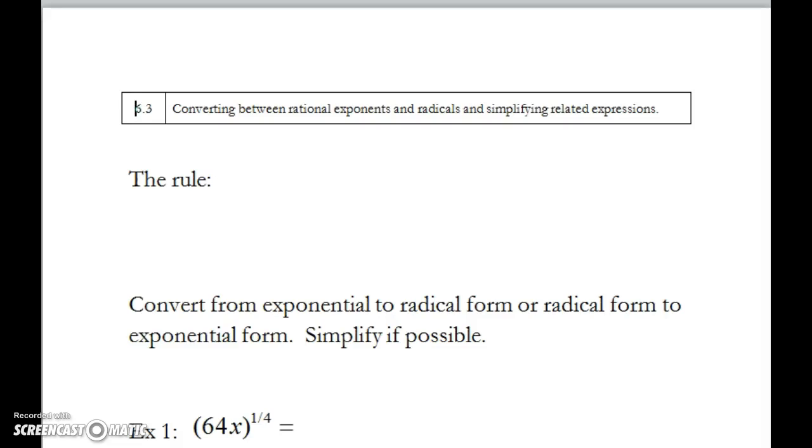Standard 6.3, converting between rational exponents and radicals and simplifying related expressions. All right, so for this particular standard, you need to be familiar with the rule that if you have some base, let's call it a, to a fractional exponent, such as m over n, we can rewrite this as a root. We call this the nth root of a to the m power.